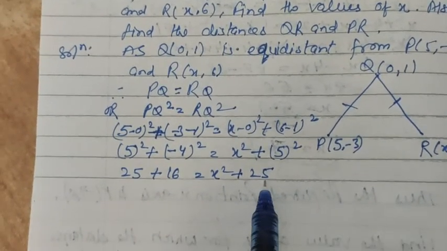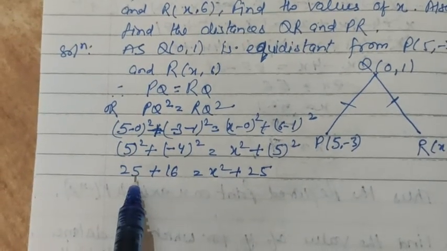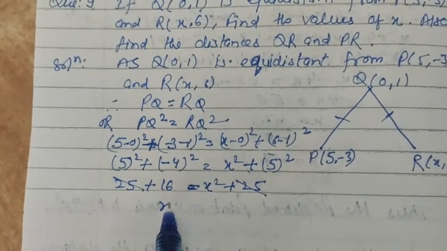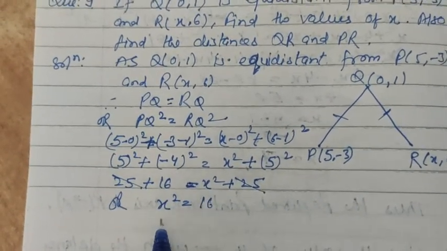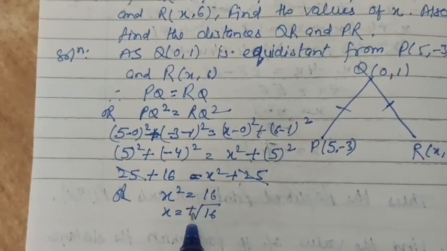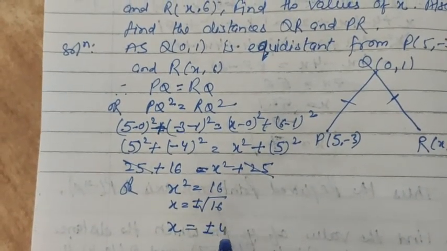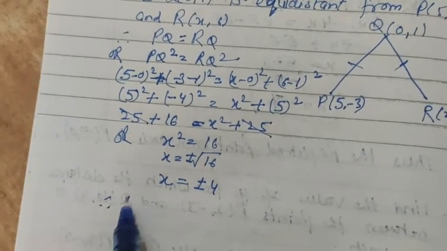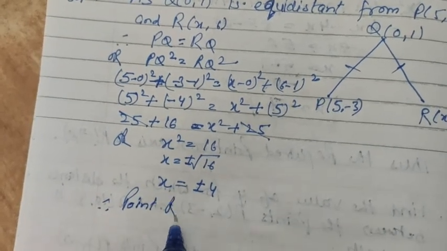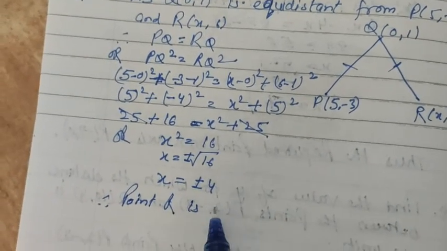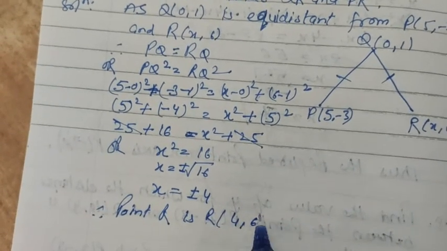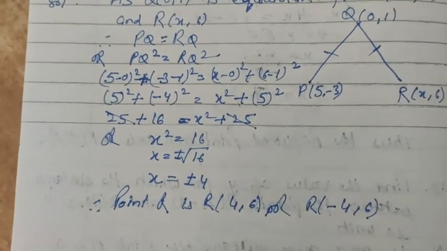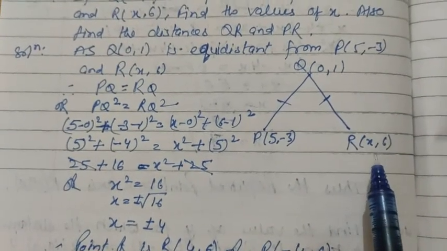Here we have plus 25 on both sides of the equality sign, so we can cancel directly. So x square equals 16, or x will be the square root of 16 with positive and negative sign, so we'll have plus minus 4. So we have x as plus minus 4. Therefore point R, the required point, is either (4, 6) or (minus 4, 6). R can take both values.